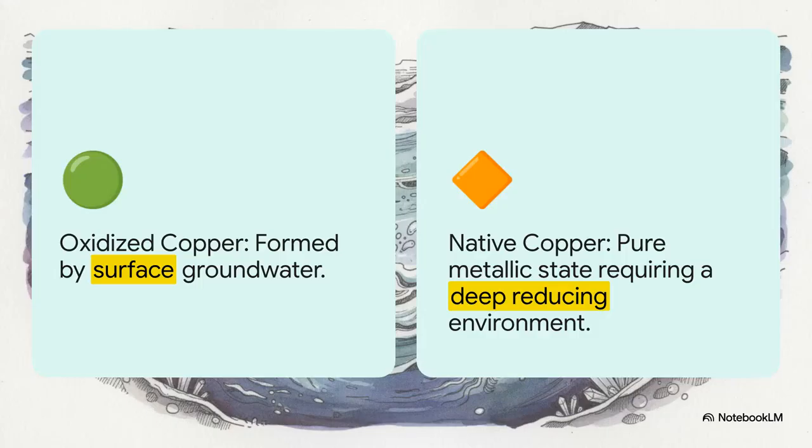We see a really similar argument with the massive native copper deposits of the Keweenaw Peninsula. Normal surface groundwater is oxidizing, right? So it creates oxidized copper ores. But the Keweenaw copper is native copper, meaning it's found in its pure, unoxidized metallic state. This requires a highly reducing environment, one completely starved of oxygen. The UTGH framework notes that this perfectly matches the signature of the deep, reducing supercritical fluid that was expelled from the chamber. It essentially acts as a chemical timestamp of the event.